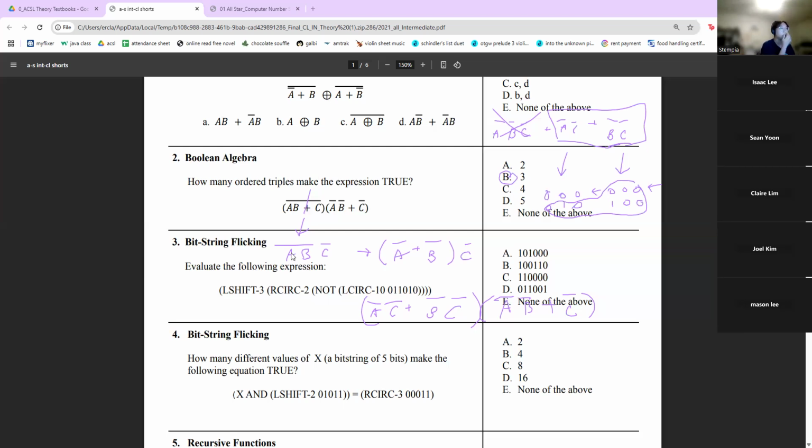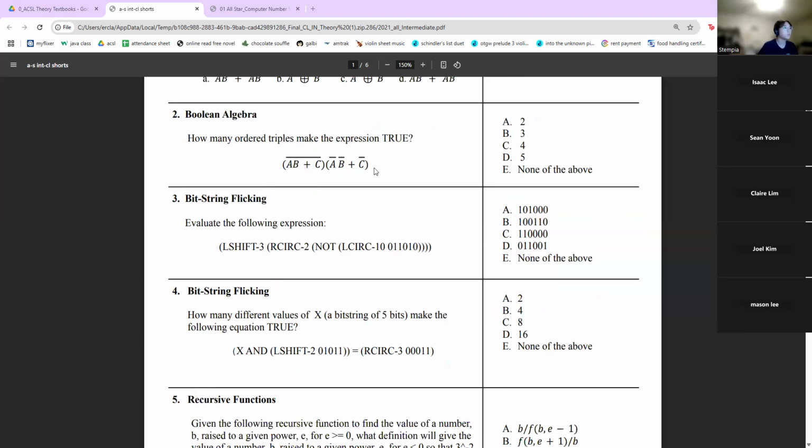Number three, evaluate the following expression. This is a simple bit string clicking problem. We have an LCirc 10. There's only 6 bits in this bit string here, so we're going to just simplify this to LCirc 4, where we take the leftmost 4 digits and we circle it around. That's going to give us 1, 0, 0, 1, 1, 0.